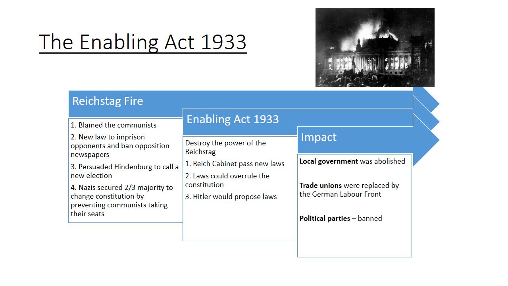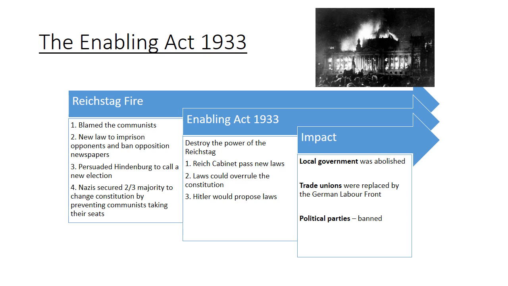And just going all the way back to the beginning, in order to change the constitution in Germany, you need a 2/3 majority. So on the vote before they passed the Enabling Act, lots of members of the SS and the SA were outside the Reichstag building, stopping communists taking up their seats. So the Nazis were able to change the constitution by preventing communists taking their seats.